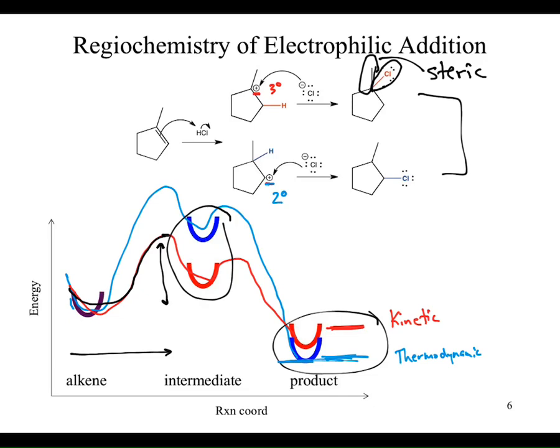Unfortunately, because of that intermediate state, we don't actually get to make much of the thermodynamic product. Okay? So when we go through and look and think about energy diagrams and charges and structure and all of these pieces, we can come up with explanations for why these things happen. Okay?